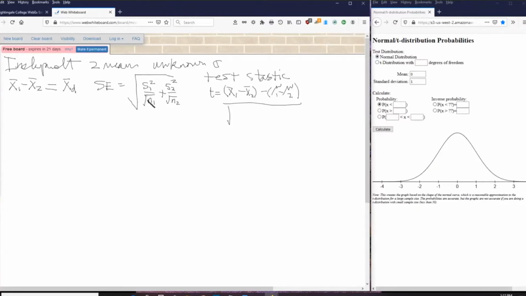It would be the same formula. I think those square roots are not quite right. This is called the Aspin-Welch t-test. Yeah, this is not quite right. So these square roots that are right here, this is a typo in your book. It should just be n.